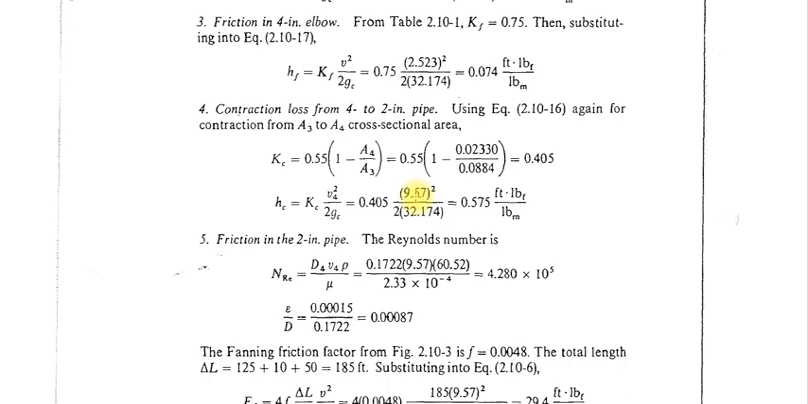Remember, in the contraction you have to use the downstream velocity, in the expansion you have to use the upstream velocity, and in the pipeline you have to use the upstream velocities. So here the velocity will be 9.57 squared, divided by gc. Just substitute the value of Kc and the velocity here, and you can calculate the value of hc, the mechanical energy loss due to the contraction. It will come as 0.575.